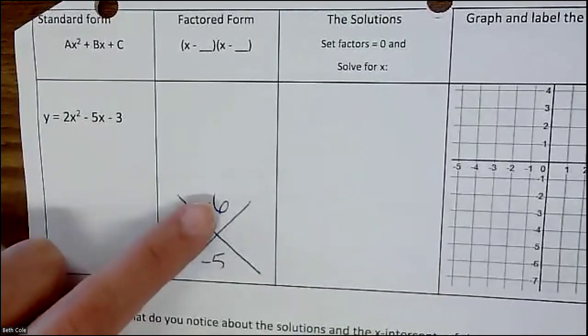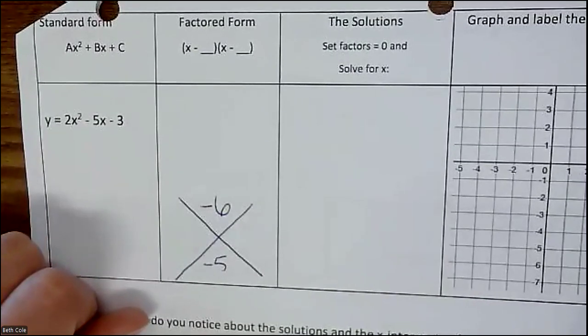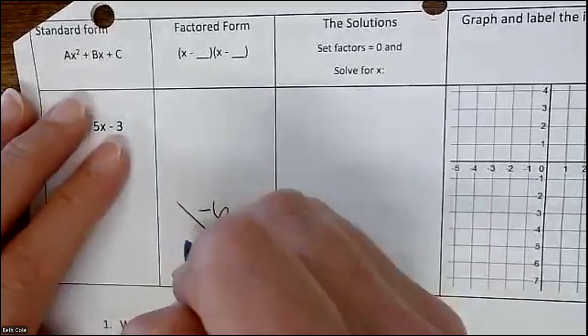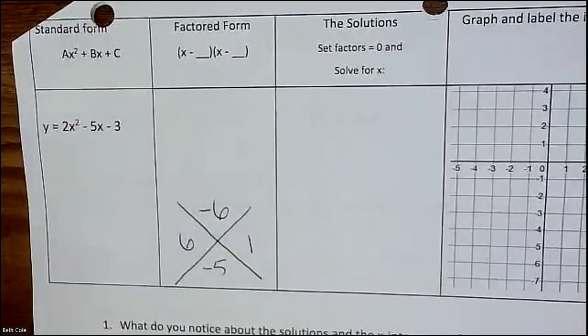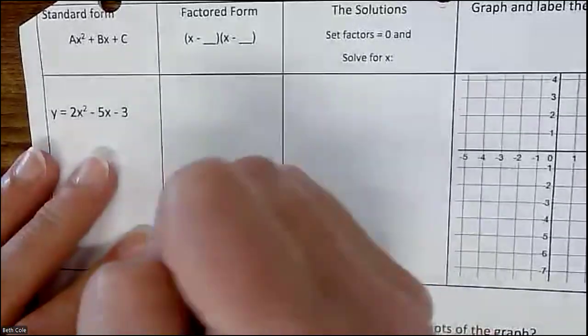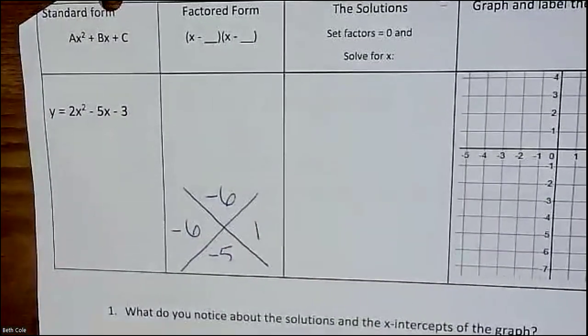I need numbers that multiply to be 6. What have you got? Okay, you guys said them both. The one that's going to work is 6 and 1. Which one gets the negative to get a negative? Perfect. Good job, guys. Nice.